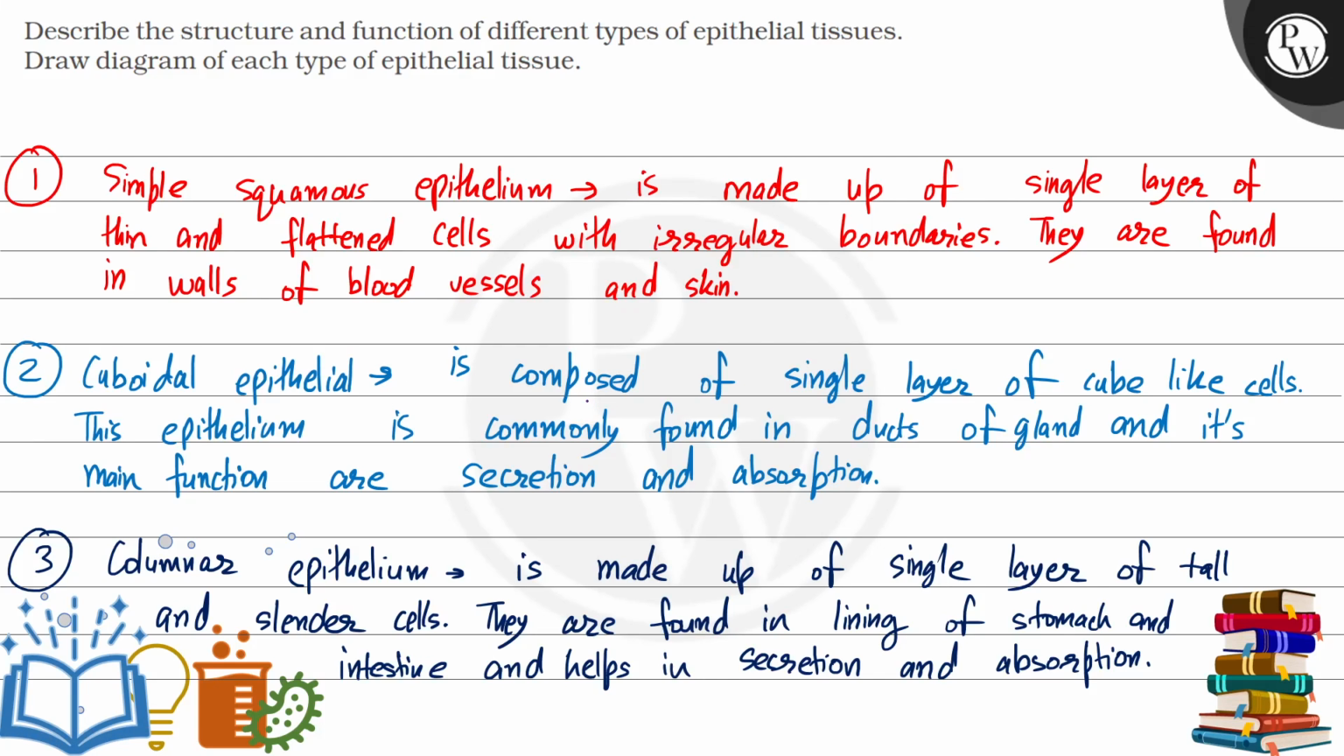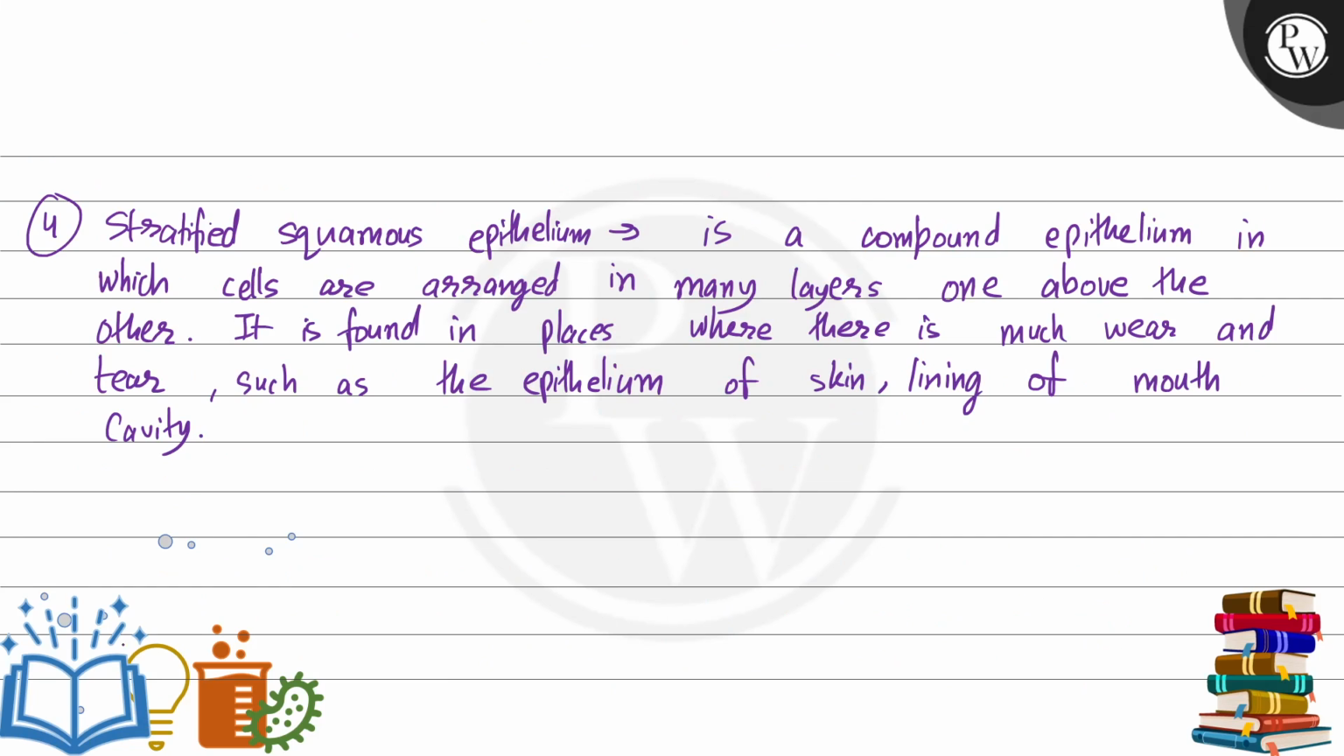Cuboidal epithelium is composed of single layer of cube-like cells. This epithelium is found in ducts of gland and its main function are secretion and absorption. Columnar epithelium is made up of single layer of tall and cylinder cells. They are found in lining of stomach and intestine and helps in secretion and absorption.